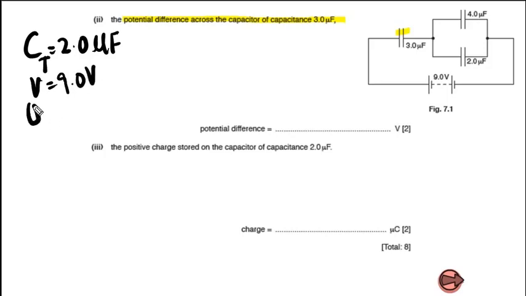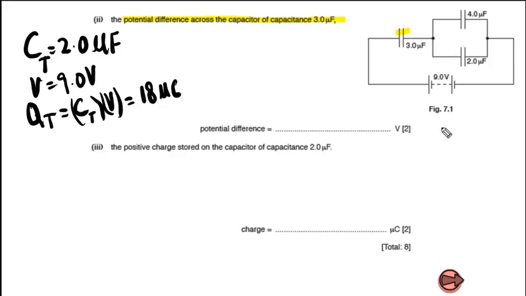So we can find the total charge on all these capacitors simply by multiplying CT, the total capacitance, with the EMF of the battery. In this case, total capacitance is 2.0 and EMF of the battery is 9. So if we multiply, our answer will be 18 microcoulombs. So what exactly does it mean? It means this is the total charge on all these capacitors.